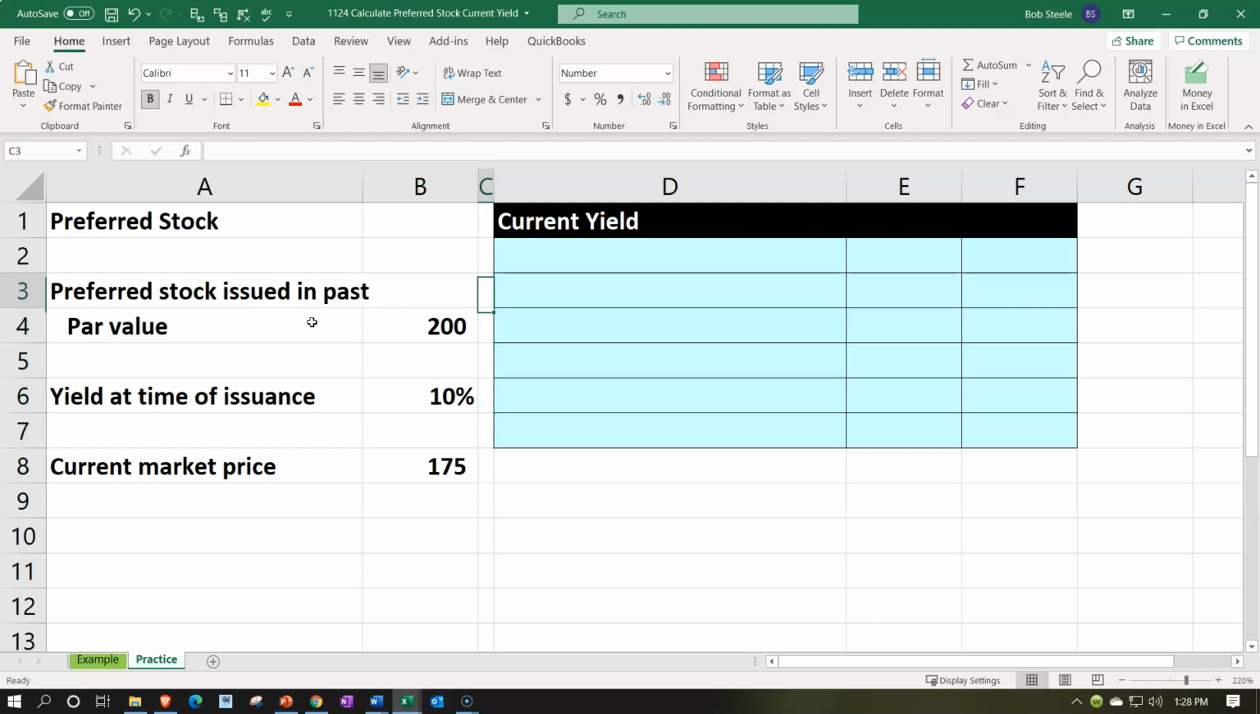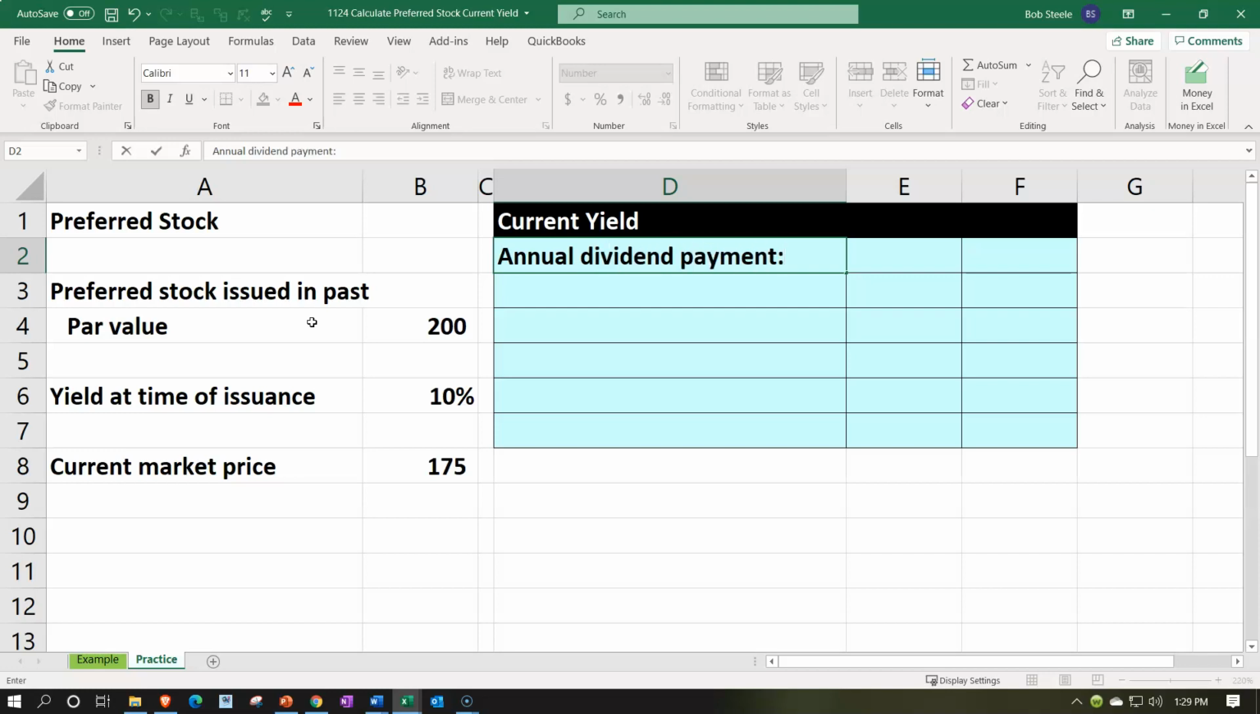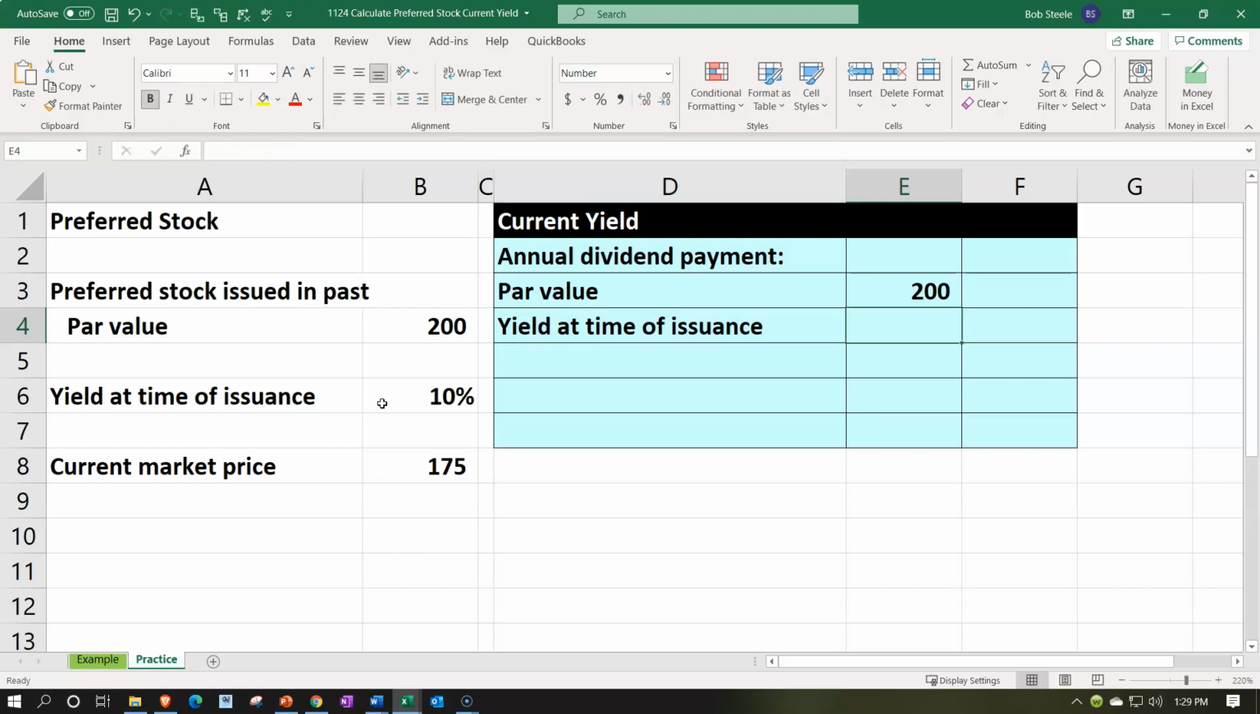So we're going to calculate the annual dividend payment, because they didn't give us the payment, they gave us the things that we need to calculate it, that being the 200 and the 10%. So I'm going to say the par value is going to be equal to the $200, and then we have the yield at time of issuance, we'll call it. That was the 10%.